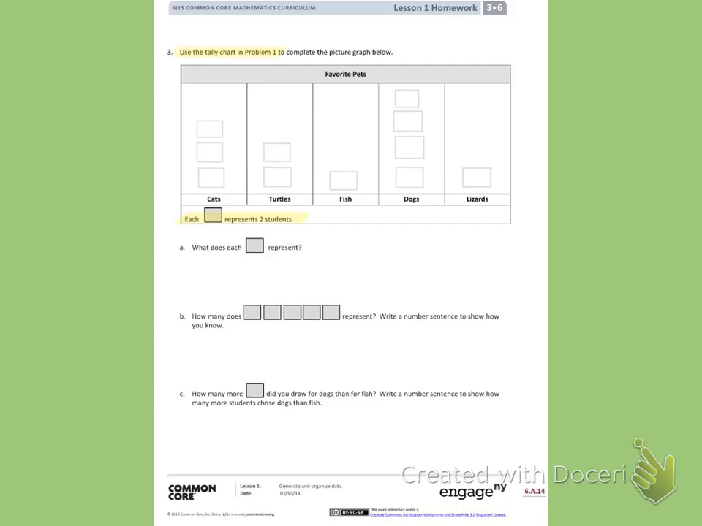Item A says, what does each square represent? We know the answer to that because we highlighted it above. Each square represents two students.